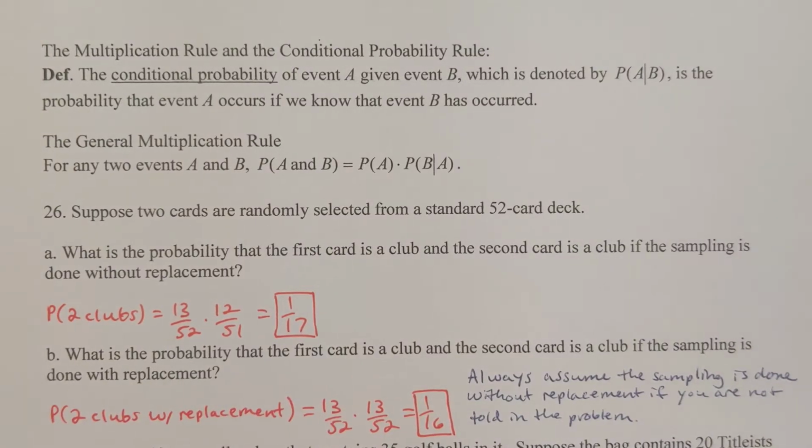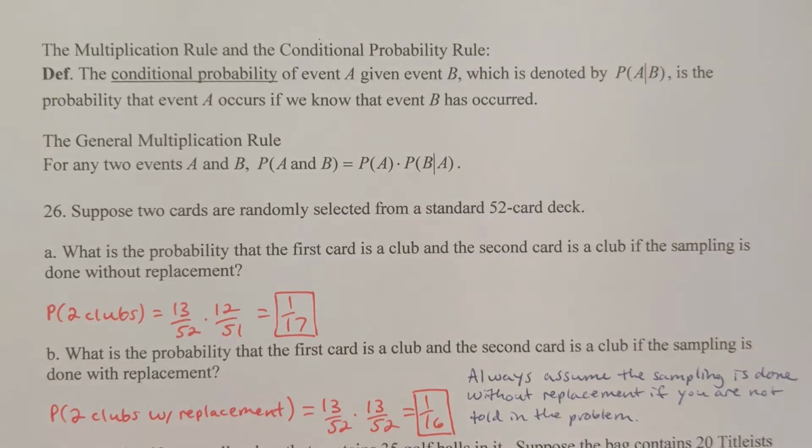All right, so we're going to start the multiplication rule and the conditional probability rule. We'll also talk about independent events in sections 5.3 and 5.4. There's a definition there. It says the conditional probability of event A given event B, which is denoted A given B, is how I read that, is the probability that A occurs if we know that B has occurred.